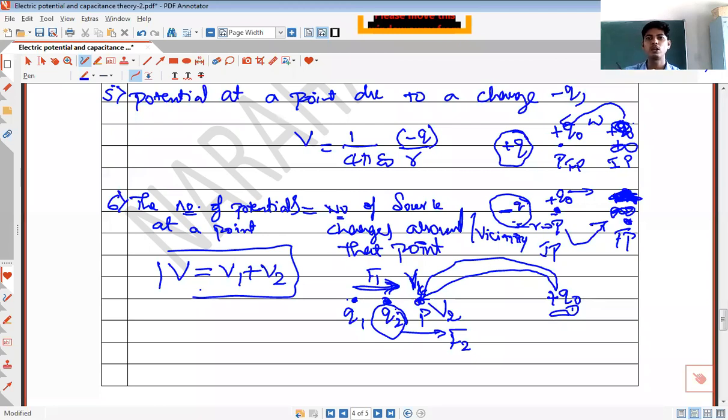If there are 3 point charges surrounding a point, then there will be 3 potentials at that point. And you will have to do work against all 3 charges.